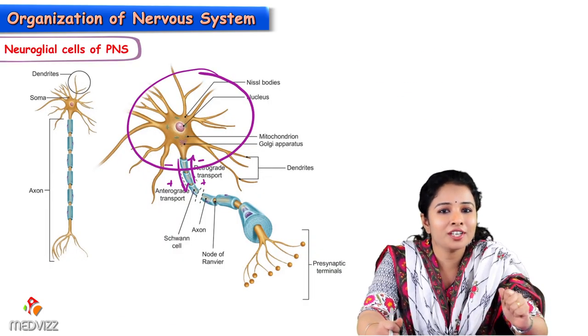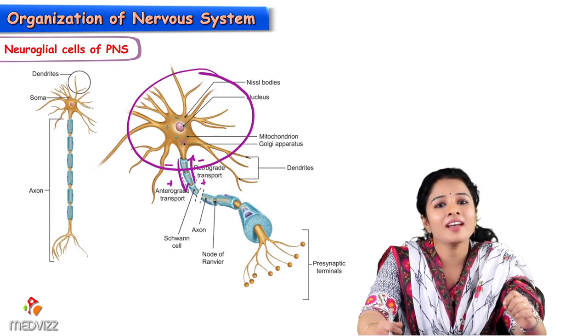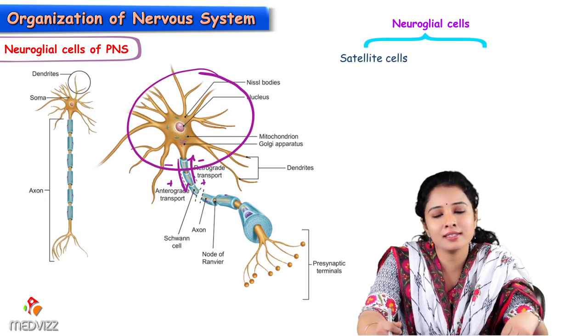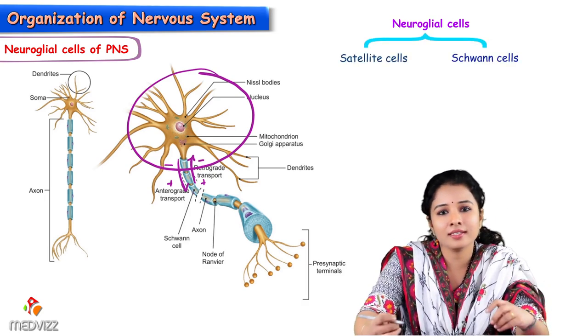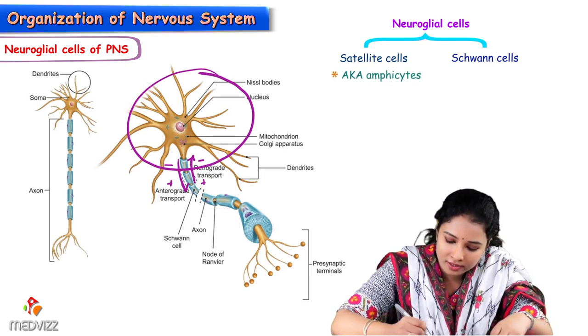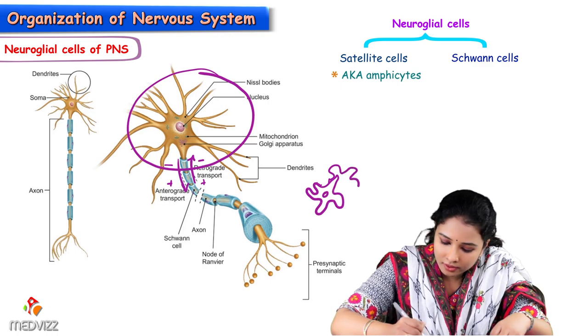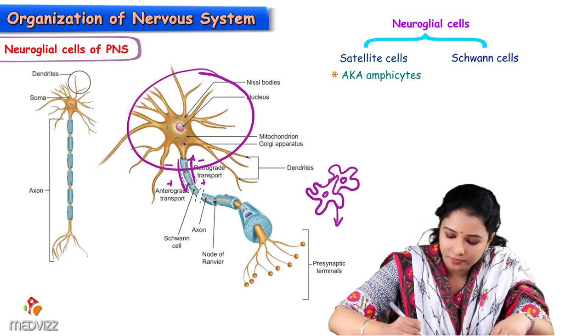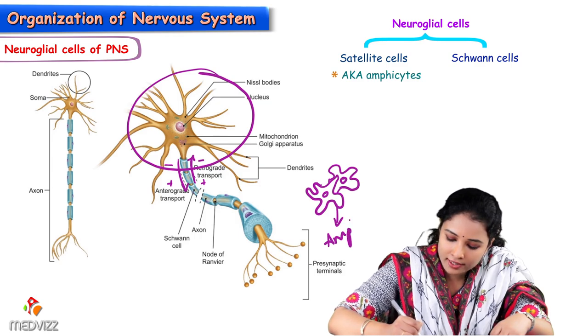Let's talk about the neuroglial cells of the peripheral nervous system. There are two types of neuroglial cells in the PNS, that is satellite cells and Schwann cells. Satellite cells are like capsular cells, which are also called amphicytes. So they cover the neurons like a capsule. So they are called capsular cells or satellite cells, which are also called amphicytes.